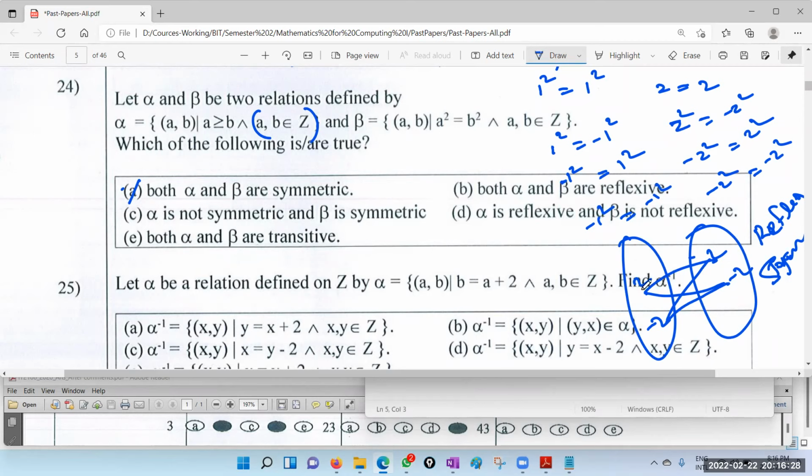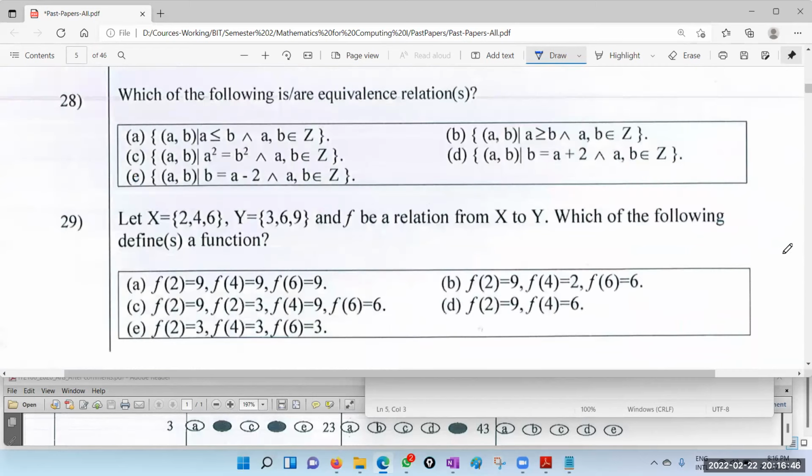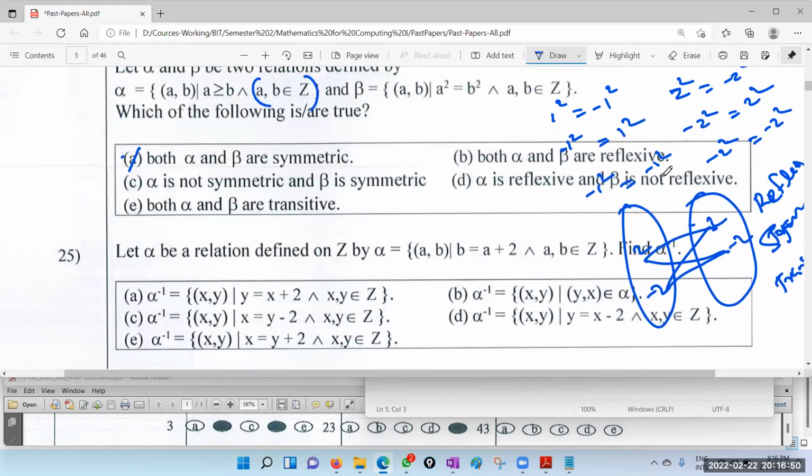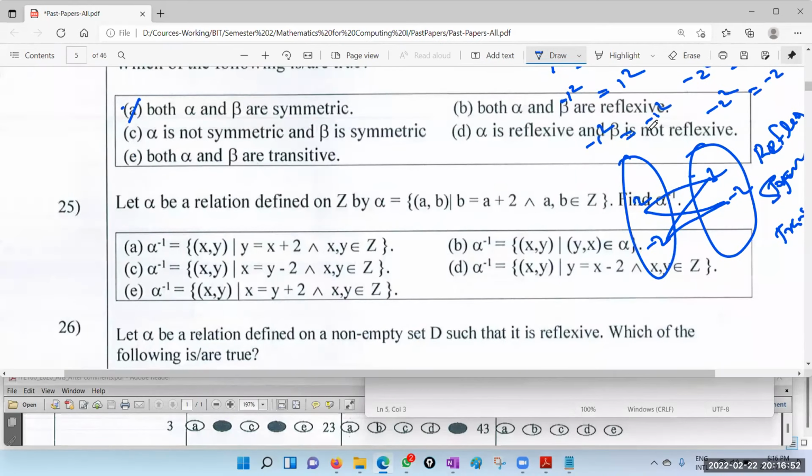Okay, so do we have 2 to 2? It is there. 2 to minus 2 is there, and then 2 to minus 2 is there, right? 2 to 2 is there, 2 to minus 2 is there, so then 2 to minus 2 is there, right? So we can say it is transitive. The transitive property is not violated. Maybe transitiveness is not related, but it's not violated, right? So therefore I can take transitive also.